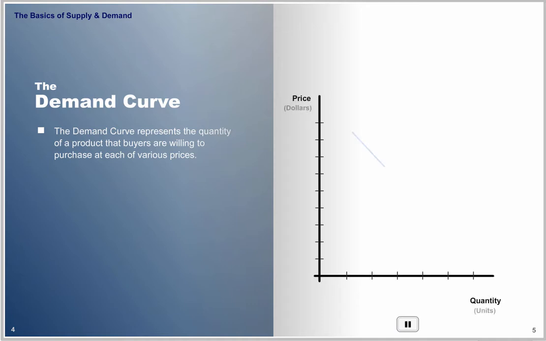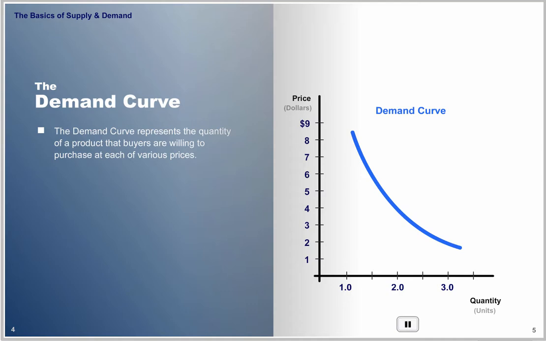The demand curve represents the quantity of a product that buyers are willing to purchase at each of various prices. For example, let's start at a price of $7 and move to the right to the demand curve and drop down to see a quantity of about 1.3 units. So at $7 you might expect to sell 1.3 units.